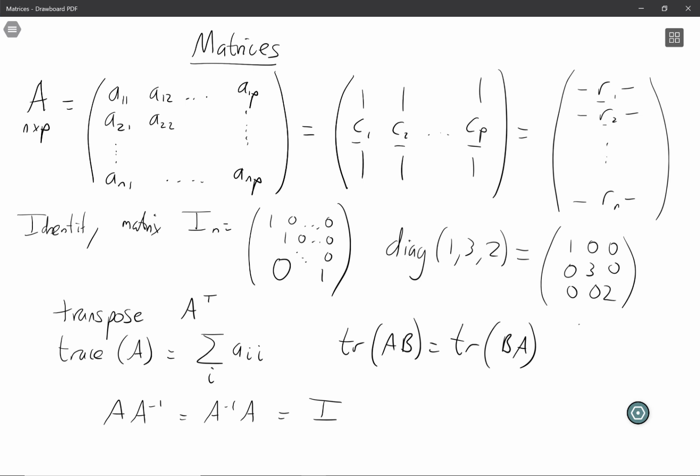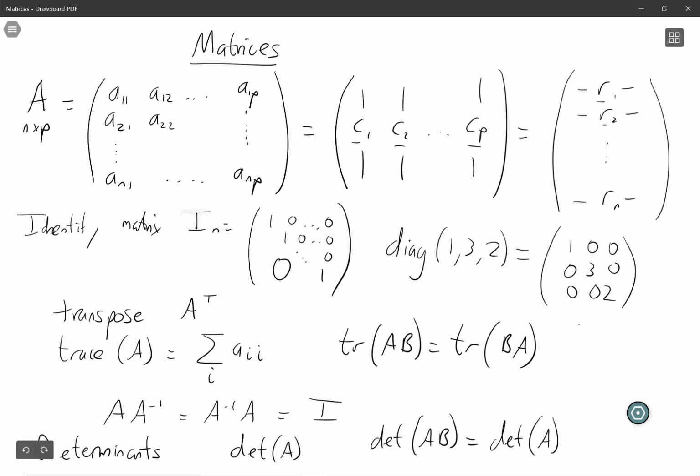Finally, I'll assume you know about determinants. Okay, so we'll write the determinant of A. We won't have to compute these ourselves, but I assume we know something about their properties. So we know that, for example, the determinant of AB is, assuming A and B are both square matrices, the determinant of A times the determinant of B.